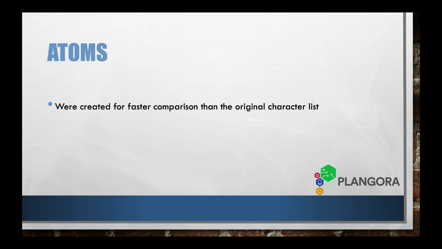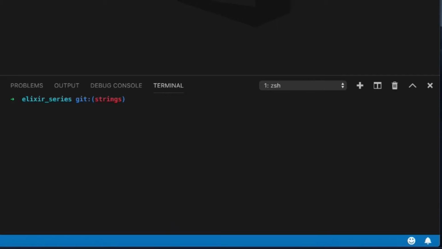That's why you often see them in return values, like the ok tuple or the error tuple, which is quite common. That's the reason atoms came about: for these quick comparisons, because comparing characters would just take too long. And I'm going to show you how atoms work.